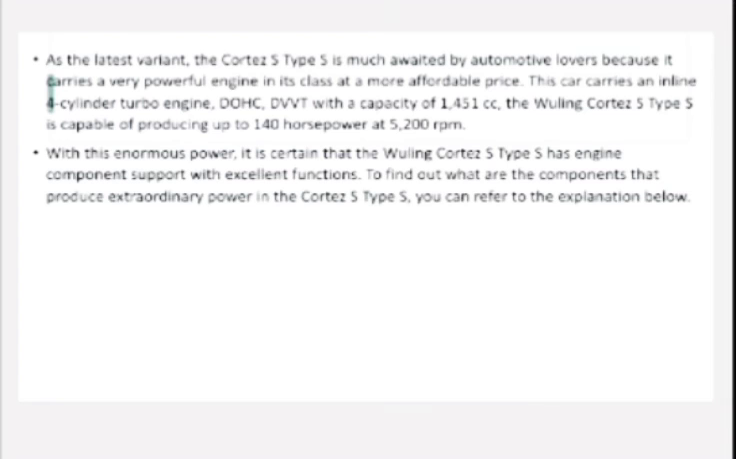To find out what are the components that produce extraordinary power in the Cortez STBS, you can refer to the explanation below.